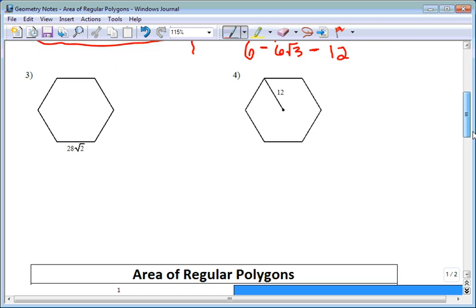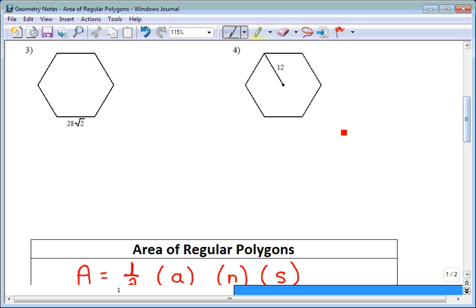Okay, in problem number 2, we were given the apothem. In problem number 3, we are given a side length. So let's go ahead and write our formula for the area of a regular polygon. It's 1/2 times the apothem times the number of sides times the side length.